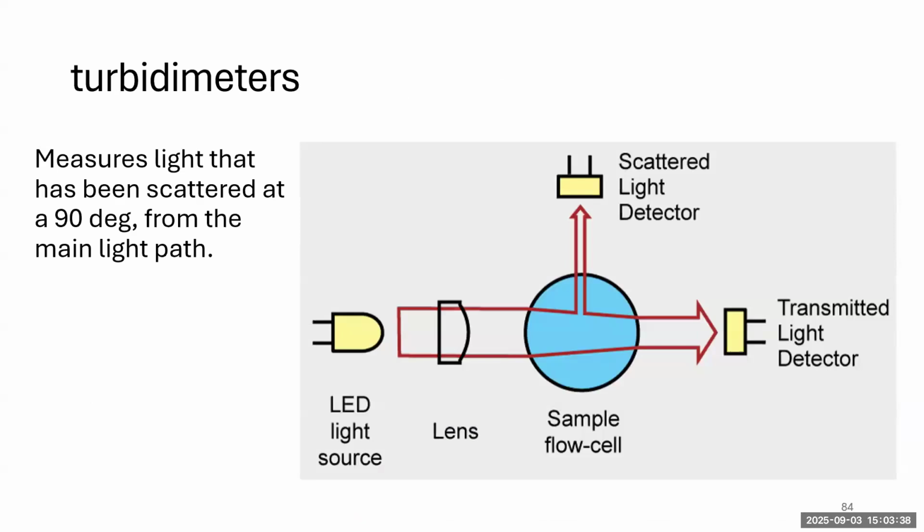A turbidimeter works by shining light through a sample, and we're actually measuring the amount of light that's scattered at a 90-degree angle from the light path. And that light that's scattered is due to particles that are in the water, even very small colloidal particles. And this helps us to be able to detect that they're there. It would be very difficult to detect them otherwise.